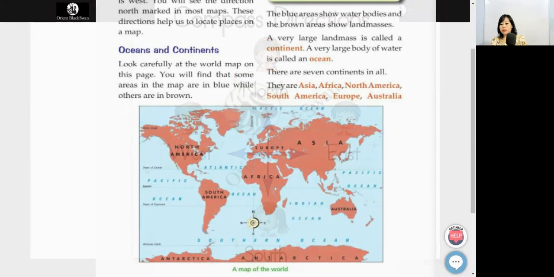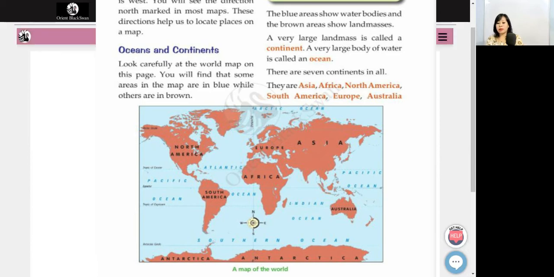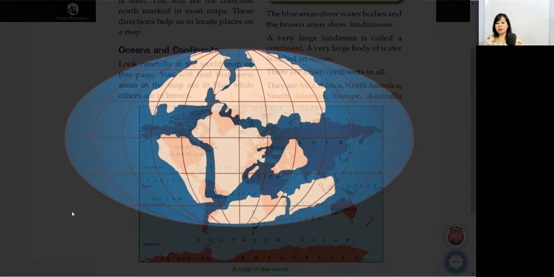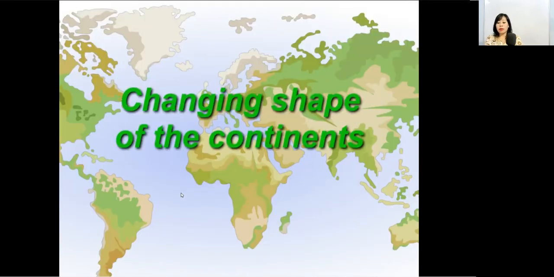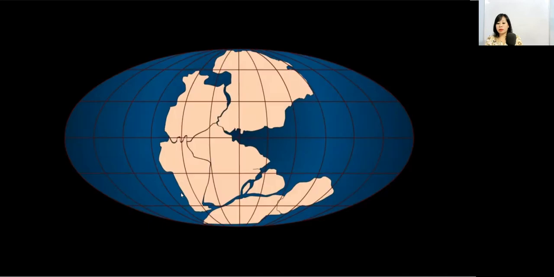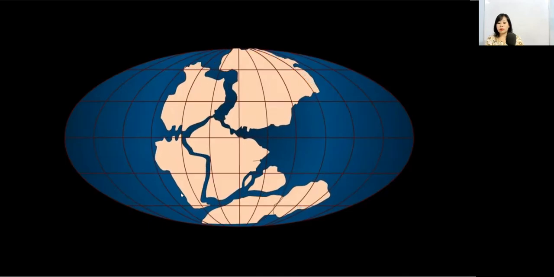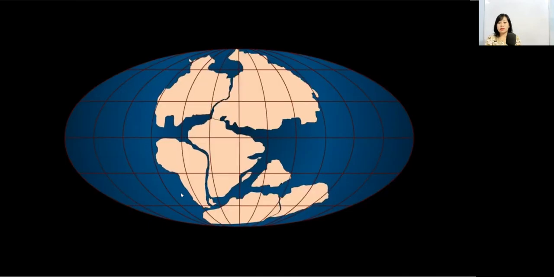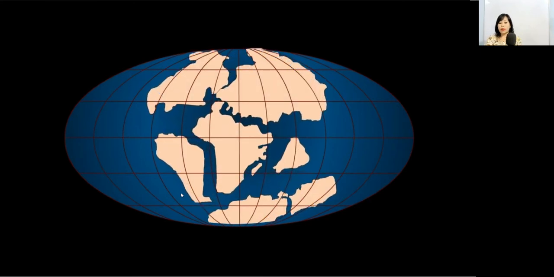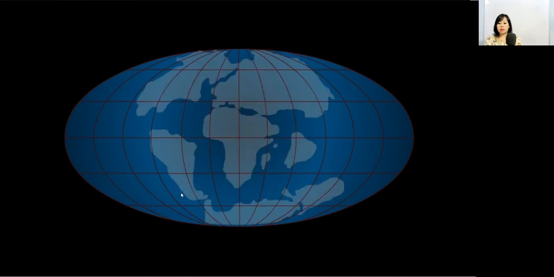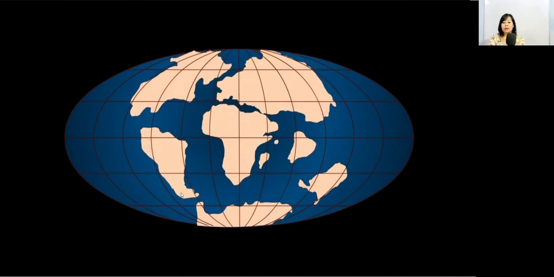Our next topic is continents and oceans. So what is a continent? A very large landmass is called a continent. Let me explain in detail. Millions of years ago, there was only one huge landmass on the Earth. It was surrounded by water. This huge landmass split into large pieces, and these pieces moved away from each other. These pieces of land are called continents.